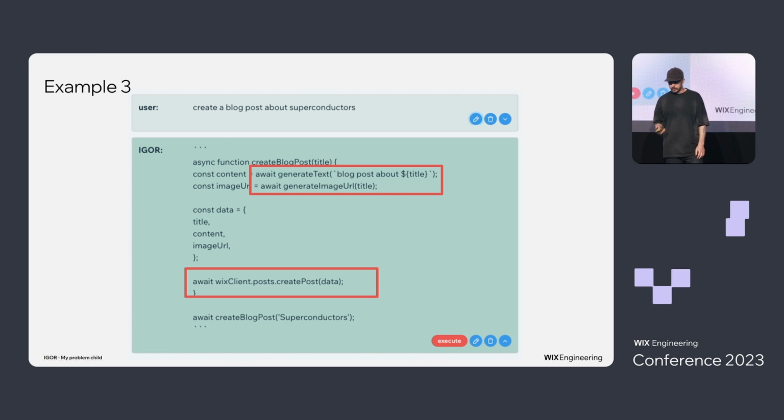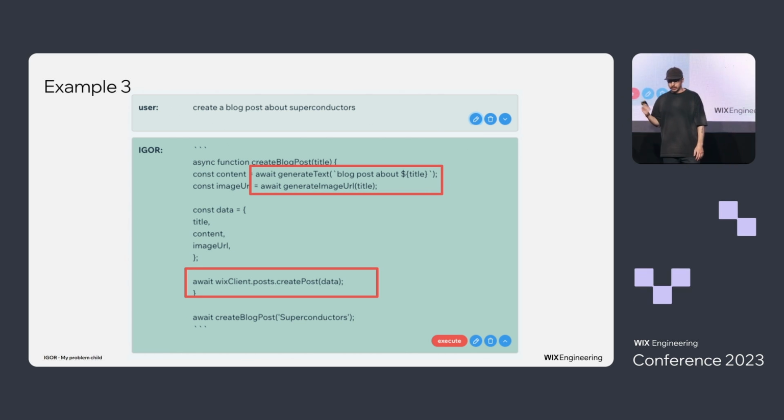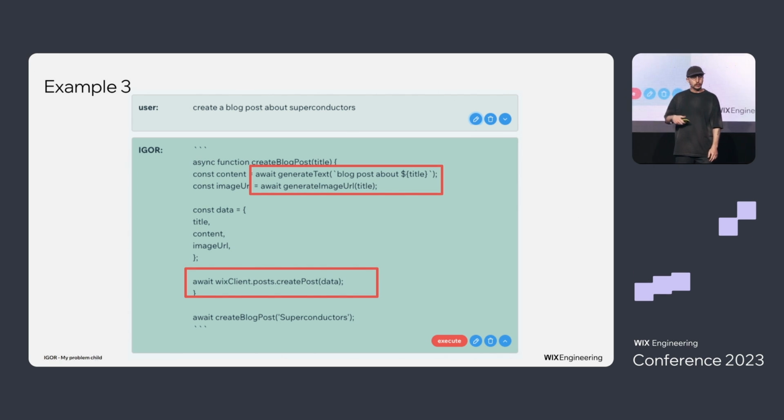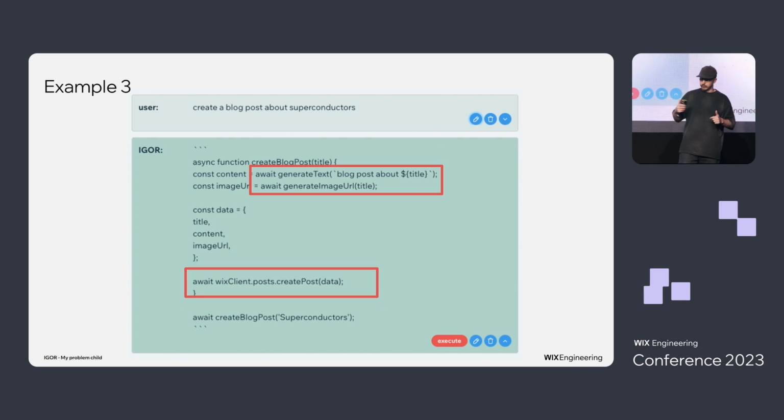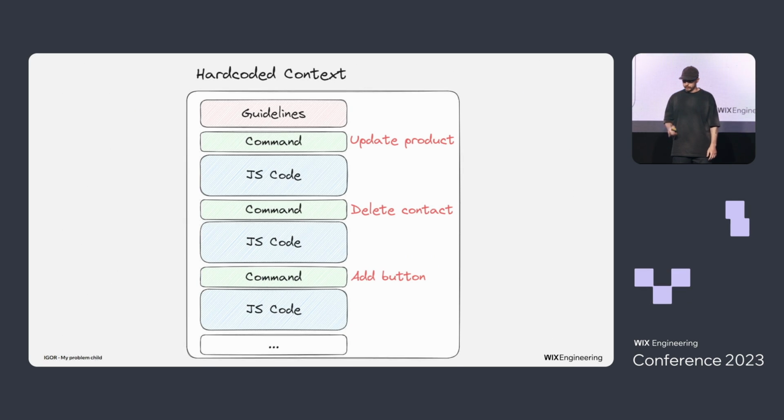Here's another example. I asked IGOR to create a blog post about superconductors. This example uses a bit more than the Wix SDK. The same way that I teach IGOR about Wix APIs, I can also teach it to use other APIs, in this case OpenAI APIs, which makes IGOR quite a bit more powerful.